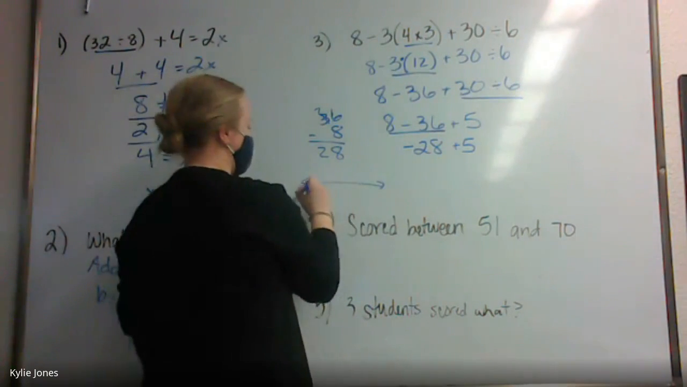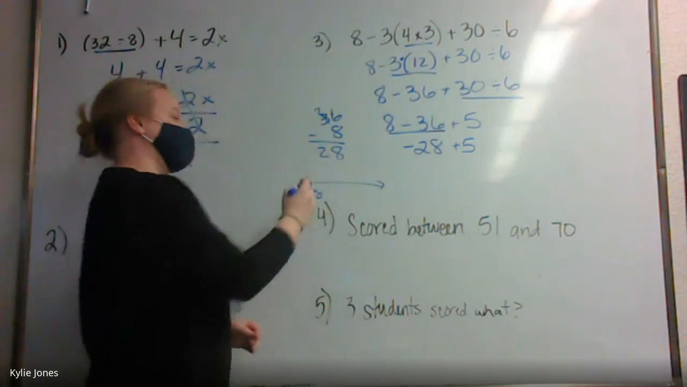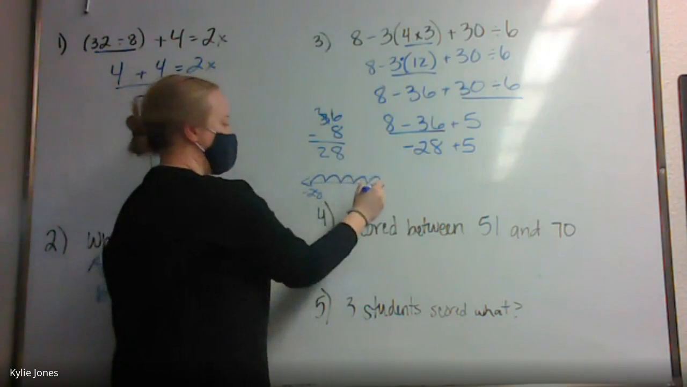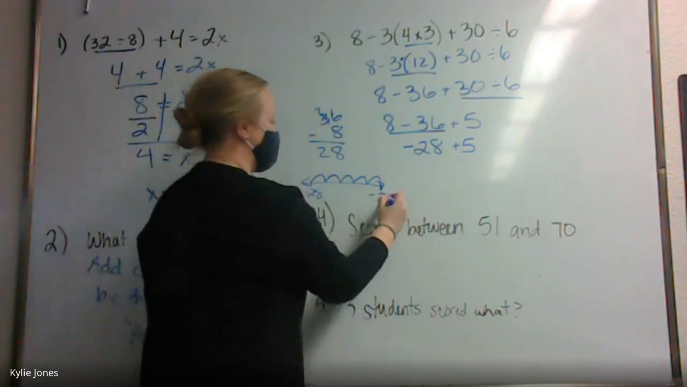So if you're on a number line, you're at negative 28, and you're going forward 5, you're going 1, 2, 3, 4, 5, and you end up at negative 23.